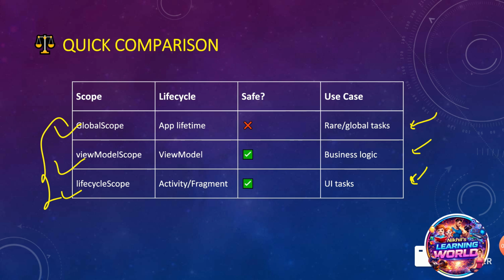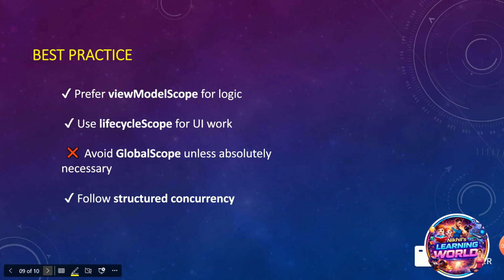Next one is view model scope. It's related to your view model. It's used for calling an API and for business logic, and it's automatically cancelled whenever your view model gets cancelled.